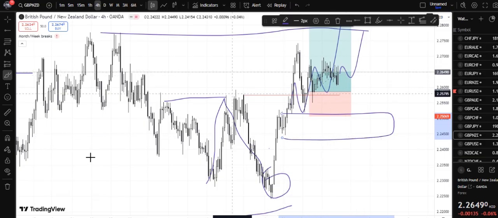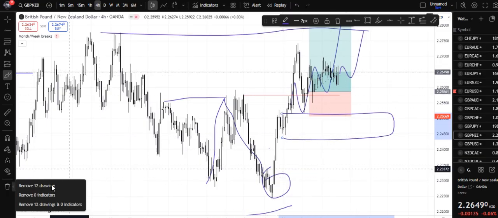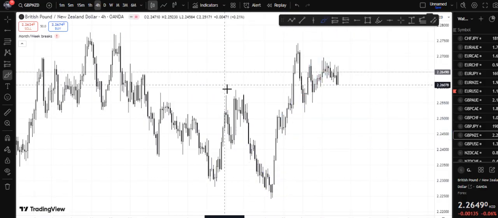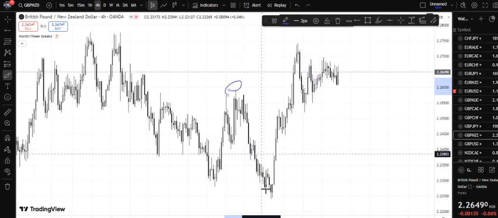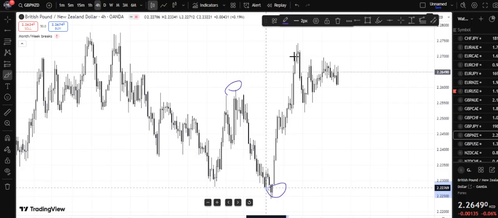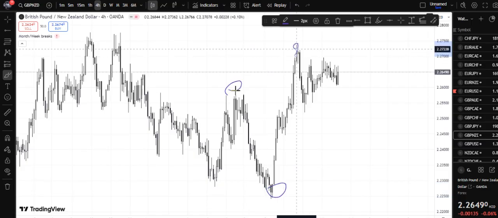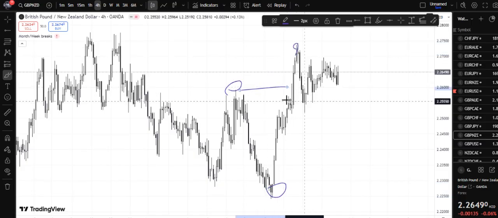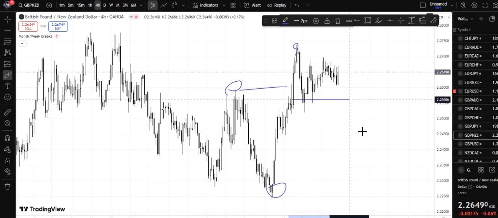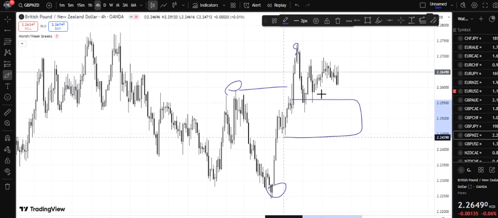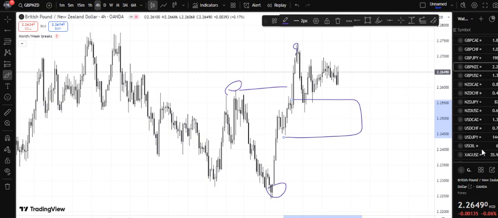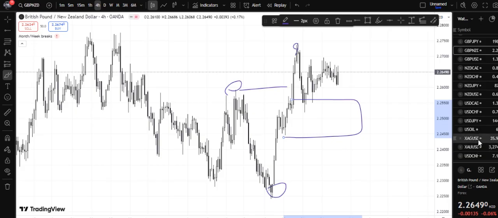Why? Because let me delete everything. I'm in this position. Why? Because this was a lower low and lower high, a lower low. Now this is a higher high. So the break of structure, maybe you could consider this entire space as demand. So that's what I'm looking out for on this, and basically that's what I'm looking out for the week.